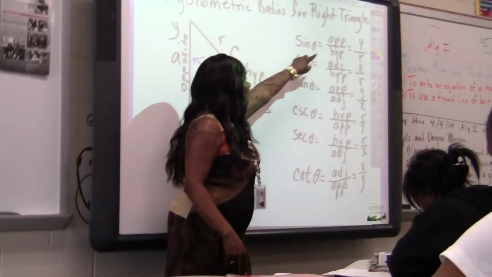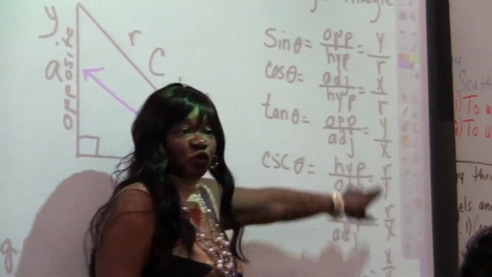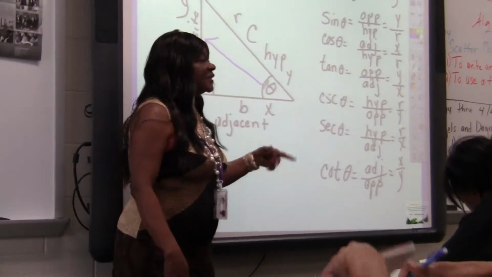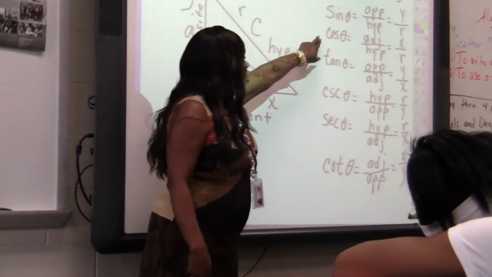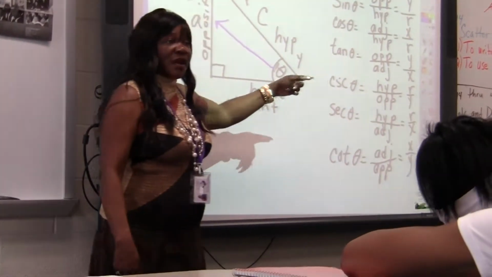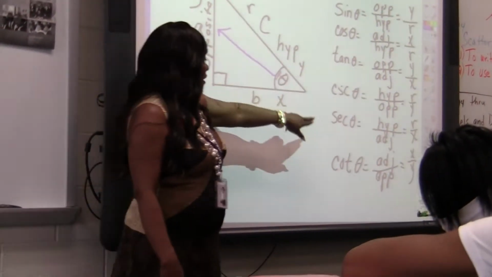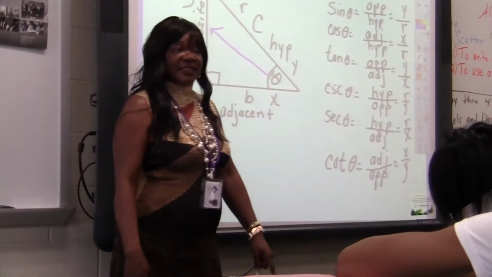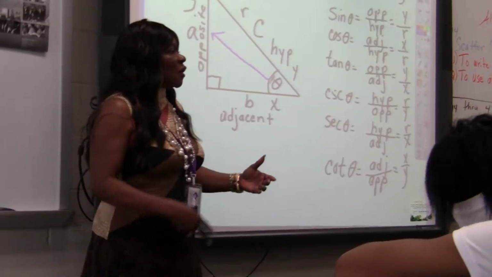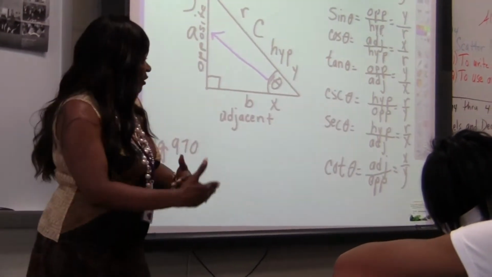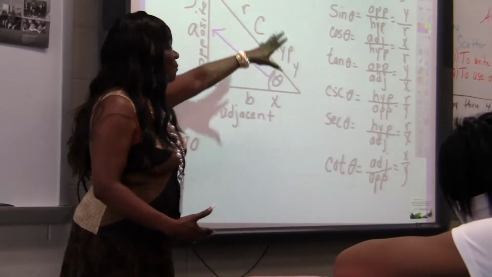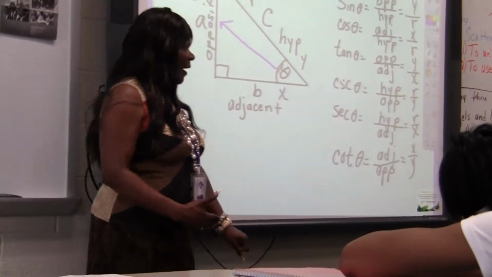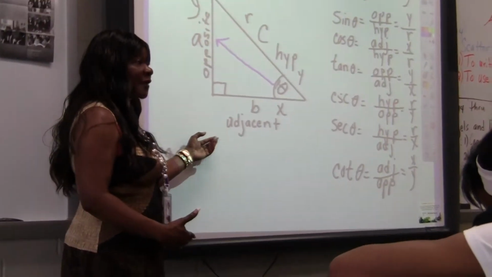Cosecant is the inverse of sine, which we're just going to flip. It'll be HYP over OPP. Secant is the inverse of cosine, which would be HYP over ADJ. And then cotangent is the inverse of tangent, which is ADJ over OPP. So you like to rap? Just get your little rapping going on, and then you can memorize the 6 trigonometric functions just like I showed you. Okay? Any questions for those who are absent?